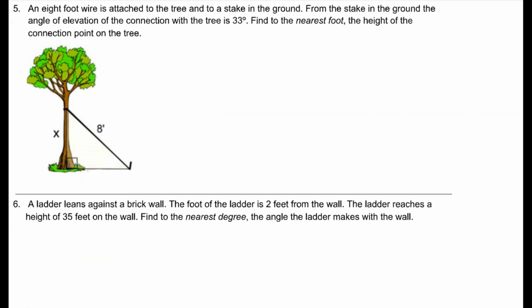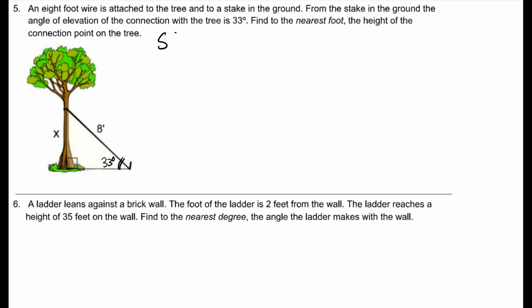Number 5. An 8-foot wire is attached to the tree and to a stake on the ground. So here's an 8-foot wire right here. From the stake in the ground, the angle of elevation of the connection to the tree is 33 degrees. An angle of elevation, remember, is how far you go up from the horizontal. So that is just 33 degrees right in there. Find to the nearest foot the height of the tree at the connection point.